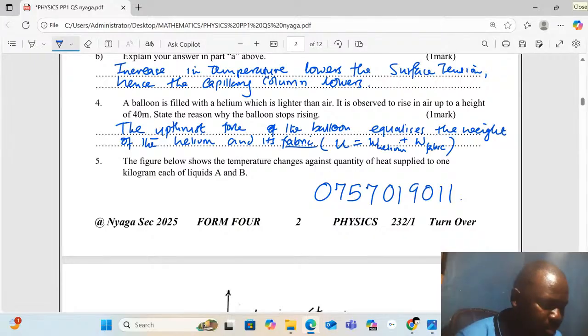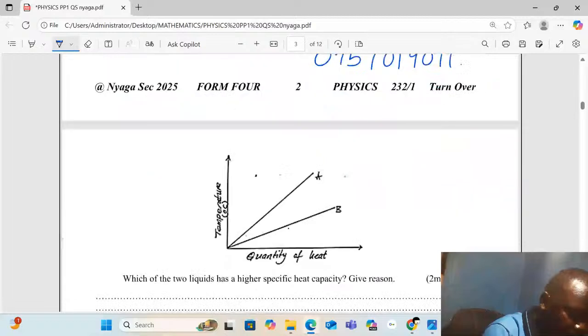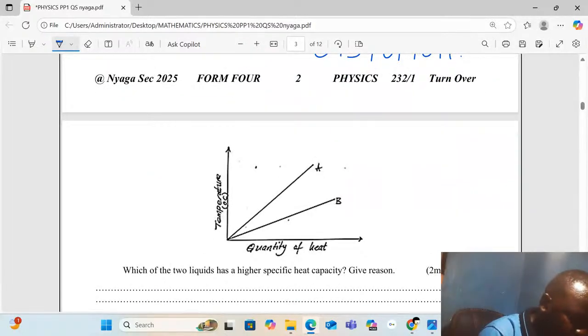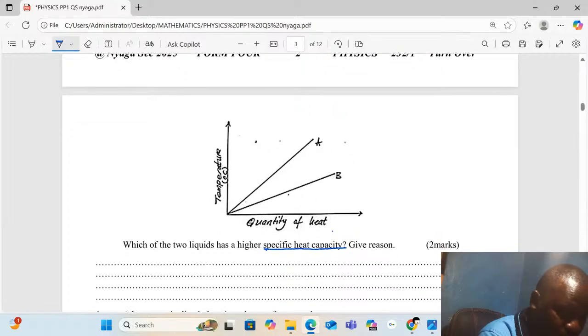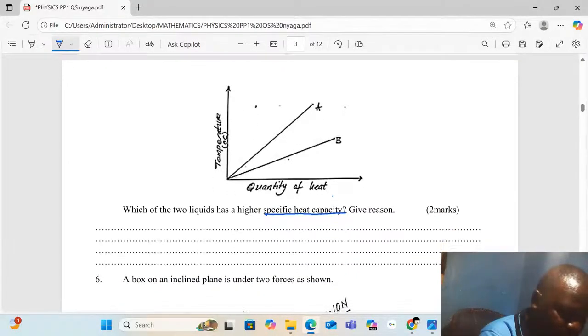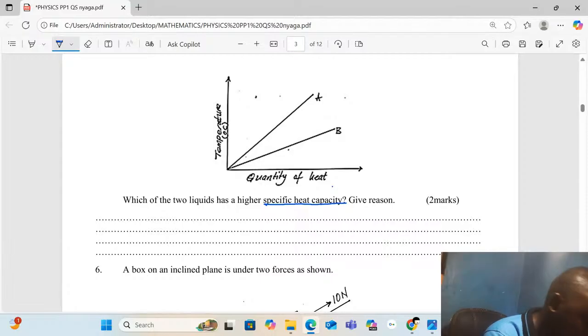Question 5. The figure below shows temperature changes against the quantity of heat supplied to 1 kilogram each. So we're having a unit mass, and we're having liquid A and liquid B. So this is temperature against quantity of heat. Which of the two liquids has a higher specific heat capacity? This question you need to be very careful because you must support your answer. Just don't give a random answer because it's a matter of between A and B.